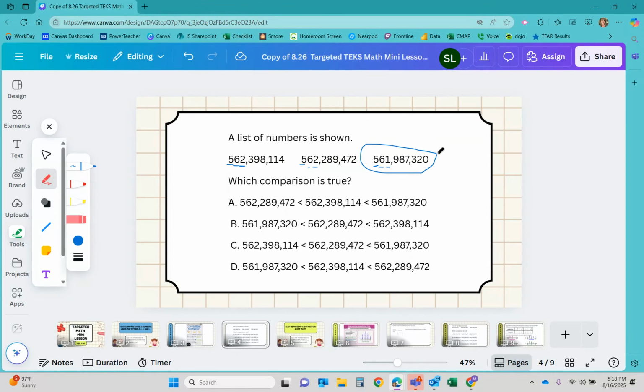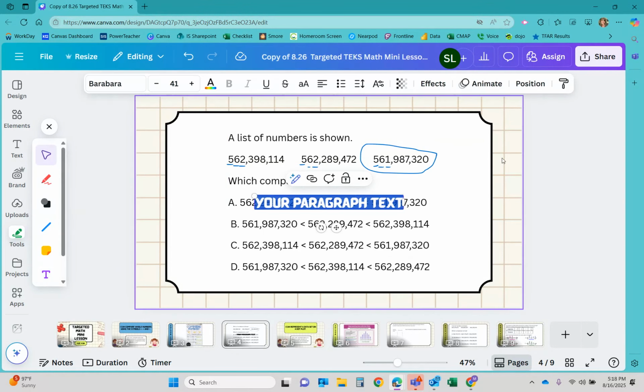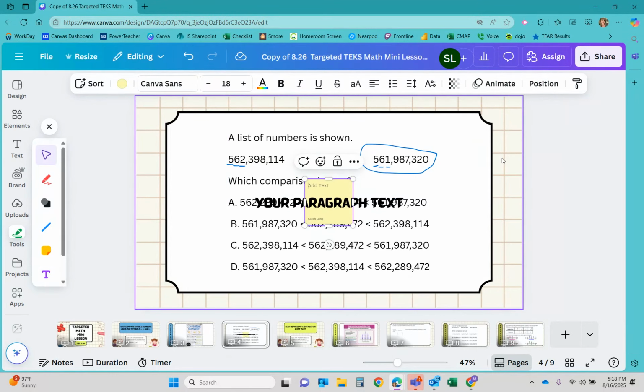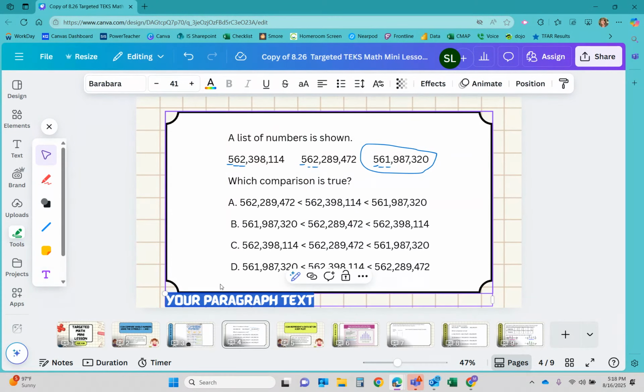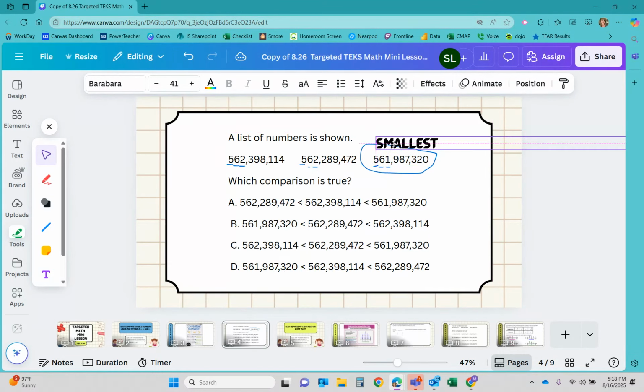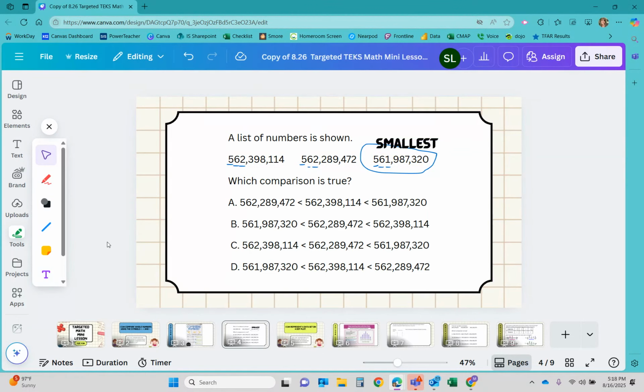This number right here is going to be our least number, or, well, sorry guys, let me undo for a second. It's going to be our smallest number, and I'm going to put that over here so we know that it's our smallest, and then this other one we will label in just a second.